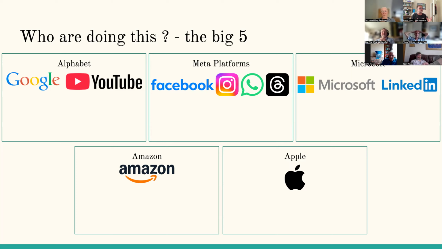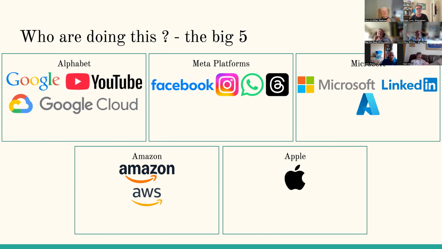Now, some of these companies also sell cloud services. That's an interesting thing to know because if you're a commercial company, let's say Marks and Spencer's, you want to take your web server, you need to host it somewhere. You need someone to look after those servers. And one of these companies is very likely to be hosting the website for Marks and Spencer's. So Alphabet has got Google Cloud. Meta don't have one. Microsoft have got Azure. Amazon have got Amazon Web Services. And Apple doesn't have one either.